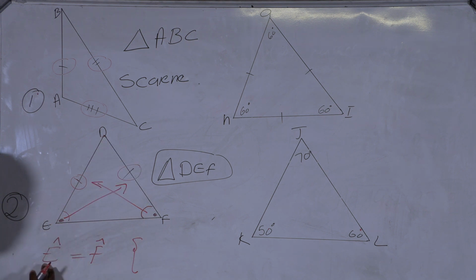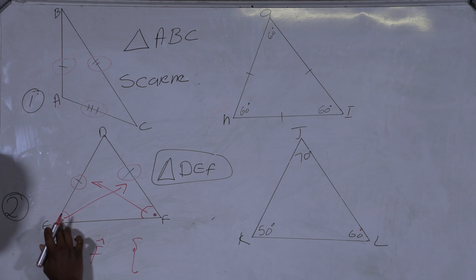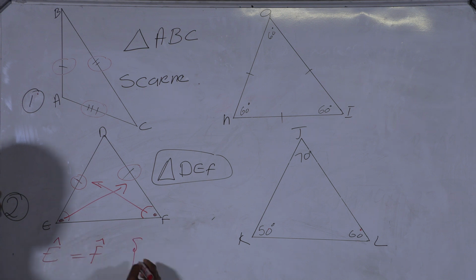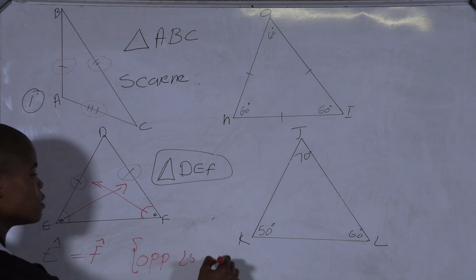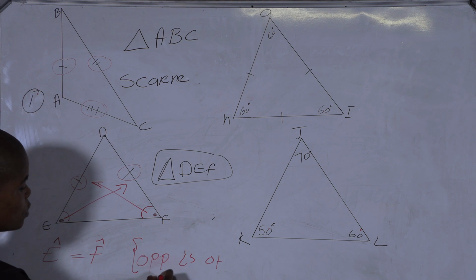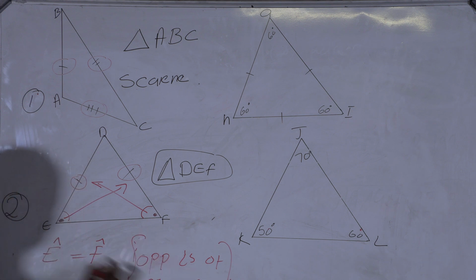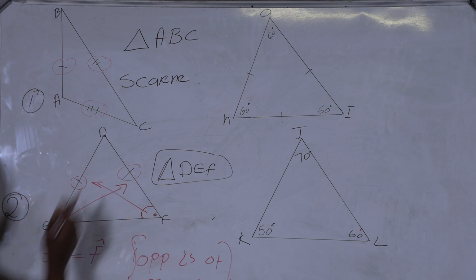So we conclude that angle E is equal to angle F, simply because they are opposite angles of equal sides. I hope that makes sense. They are equal because they are opposite equal sides.